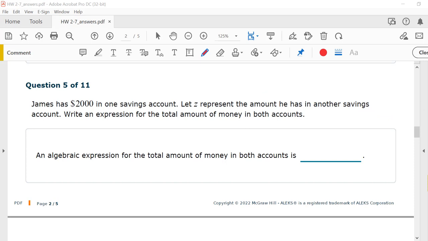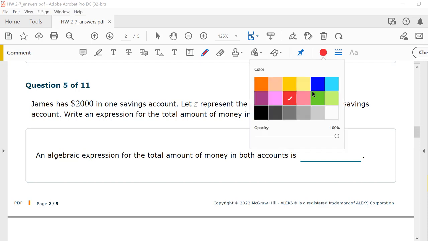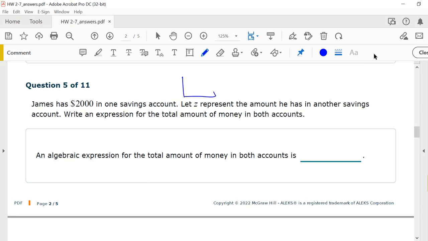Question 5. James has $2,000 in one savings account. Let Z represent the amount he has in another savings account. Write an expression for the total amount of money in both accounts. All right, he has 2 accounts and then a total. So this is savings account 1, this is savings account 2, and here's the total.